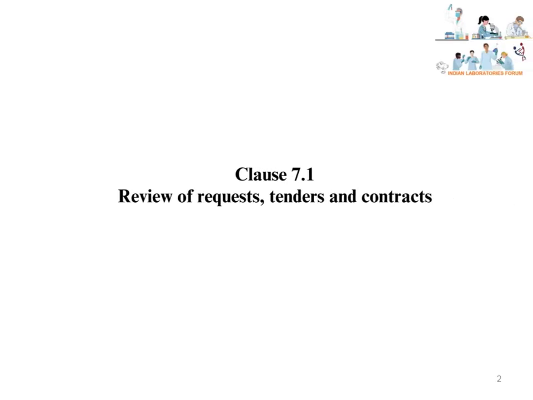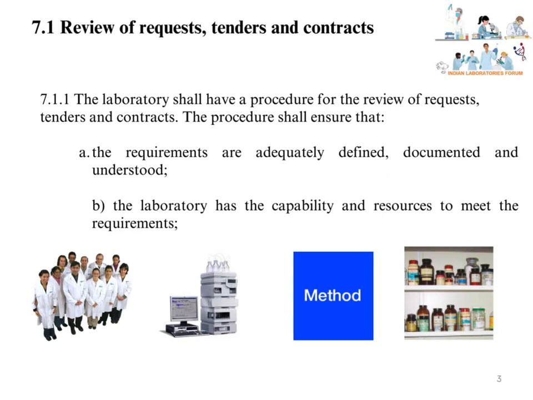Clause 7.1, Review of Requests, Tenders, and Contracts. The laboratory shall have a procedure for the review of requests, tenders, and contracts. This particular clause is demanding the procedure for review of requests, tenders, and contracts. The procedure shall ensure that the requirements are adequately defined, documented, and understood.